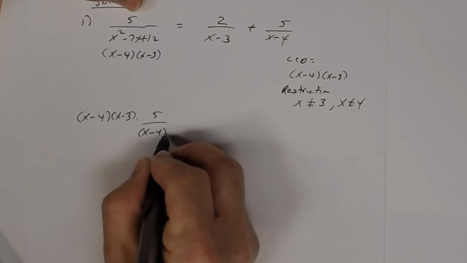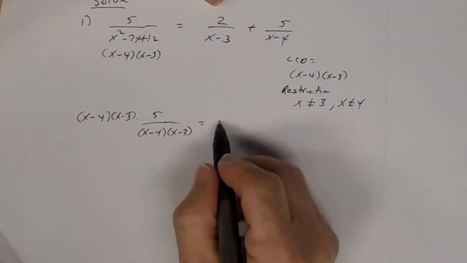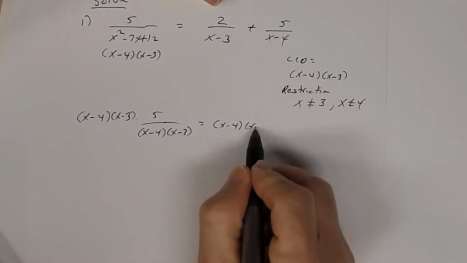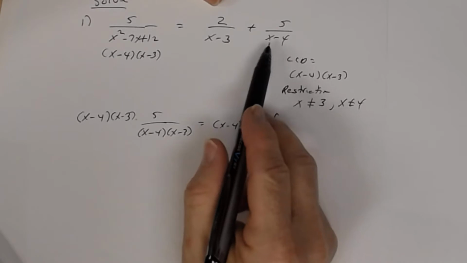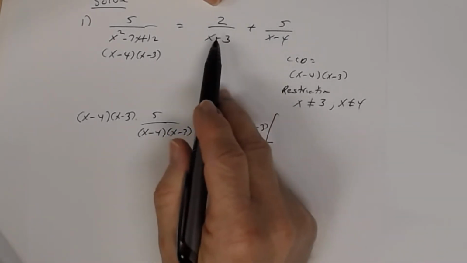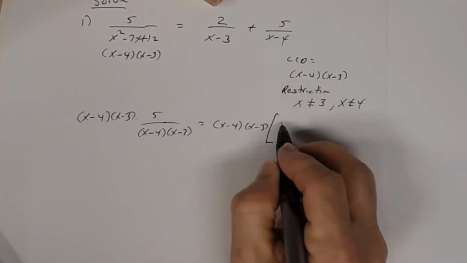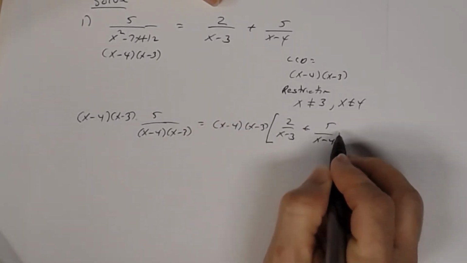So x minus 4, x minus 3 equal. Now I'm going to say the LCD, which is x minus 4 times x minus 3 times, I'm putting this in brackets or parentheses, whatever you want to use, times this side. I'm putting in brackets because this is more than one rational expression. So 2 divided by x minus 3 plus 5 divided by x minus 4.